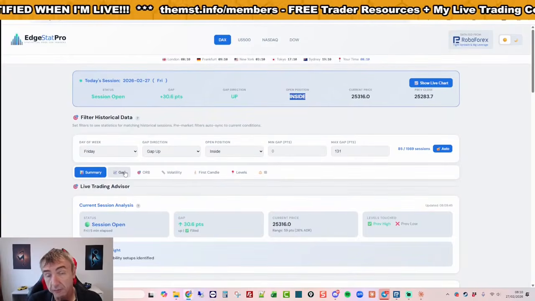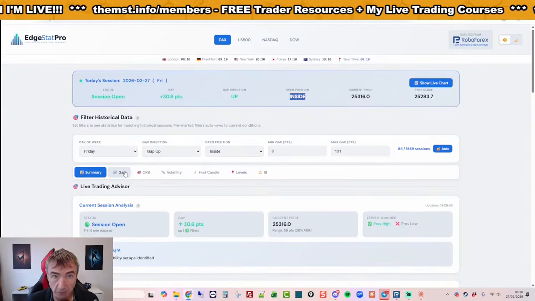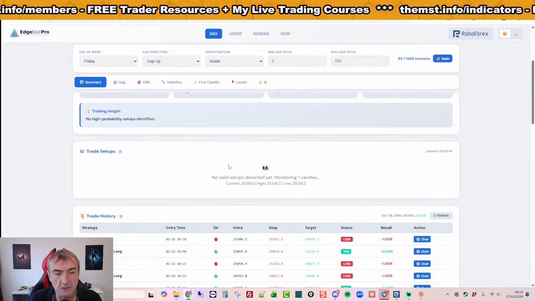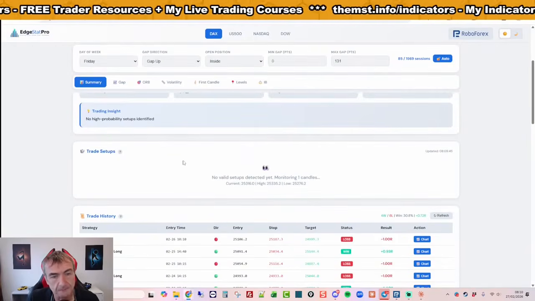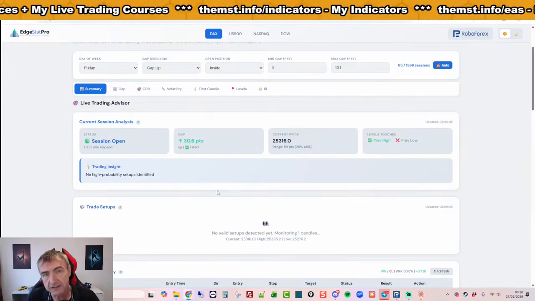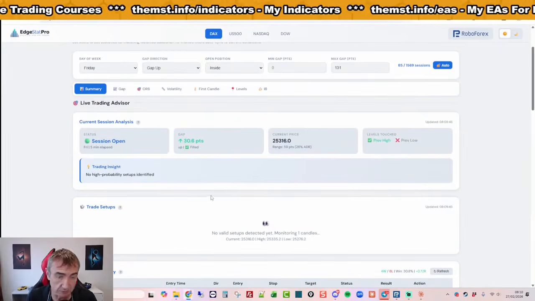And what the probabilities are. So it basically looks for edges automatically. And what I've also got it to do is trade for me as well. So he looks at the statistics and he executes specific strategies based on statistical analysis.